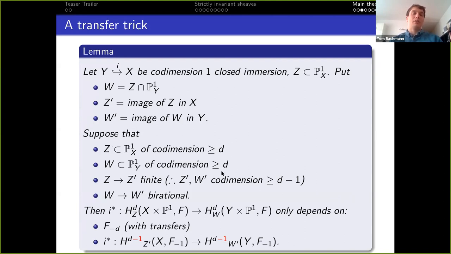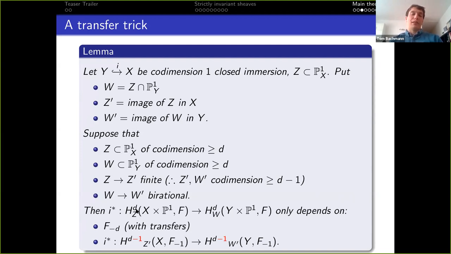And I will also assume that Z to Z' is finite, which in particular means that Z and Z' have the same dimension, which means that Z' has codimension at least d minus 1. And also W' then has the same dimension as W, so it will also have codimension at least d minus 1. And here's the crucial point. I'm going to assume that this map on the Ws is birational.